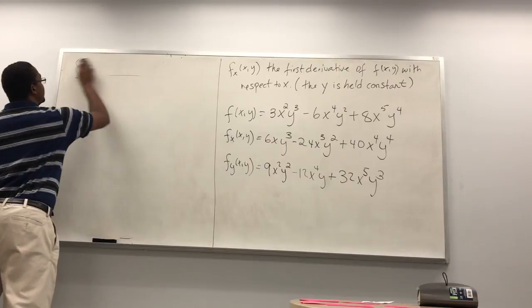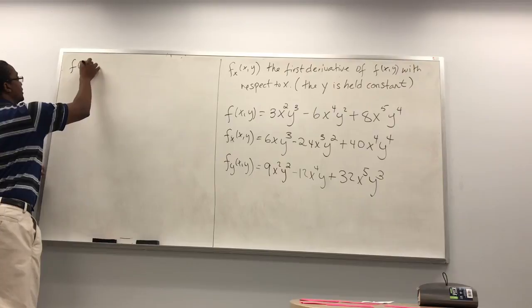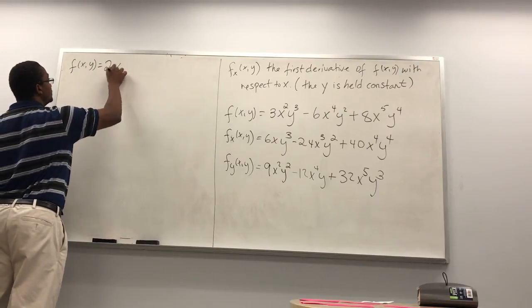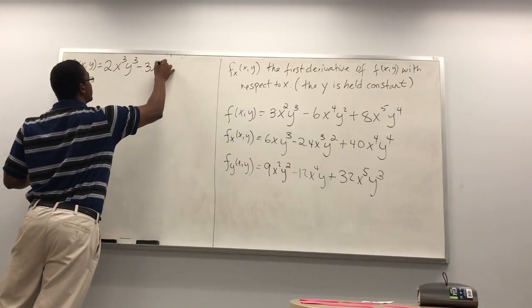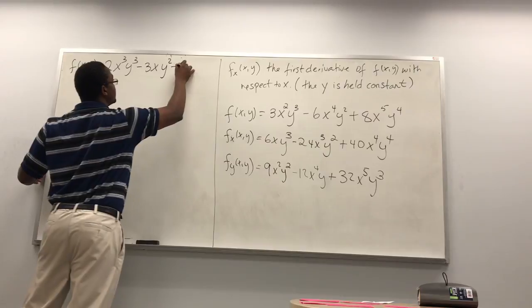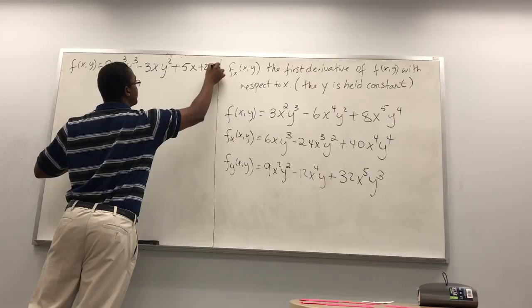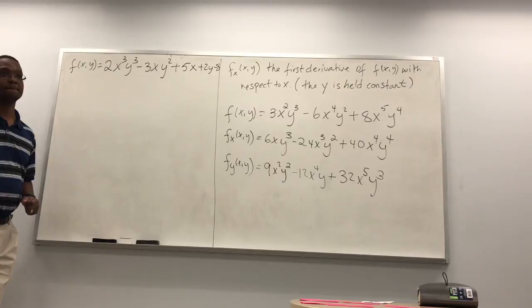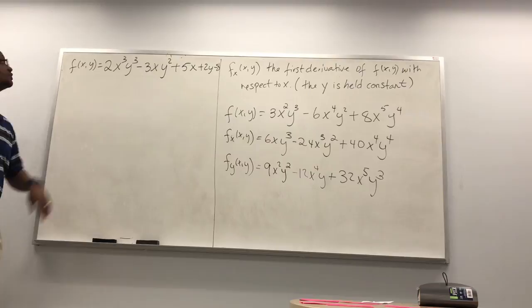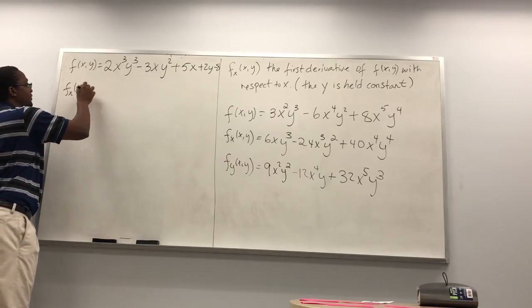So let's try again for a different example. Let's say I have f of x y is equal to 2x cubed y cubed minus 3x y squared plus 5x plus 2y minus 8. And I want to take the derivative of this function right here. Yes? Okay. Same function right here. So, which one do you want to do first, fx or fy? Fx. Okay, fine. I'll do fx first.